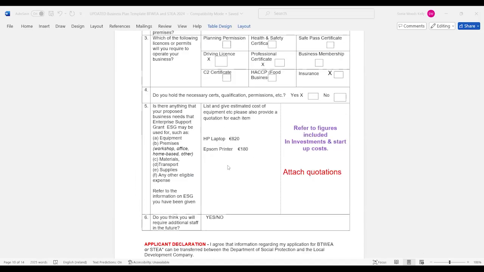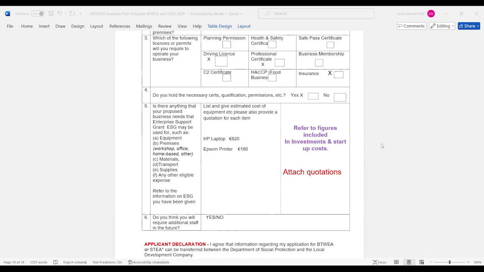And any items you include here, just make sure to attach a quotation that corresponds with the items and send it with this application. The final question in this section is, do you think you will require additional staff in the future? So the answer to that is either yes or no.